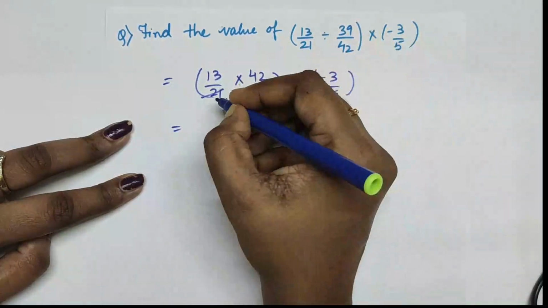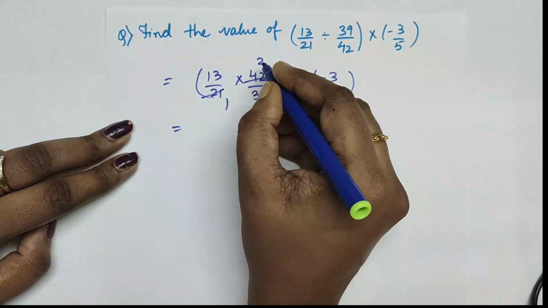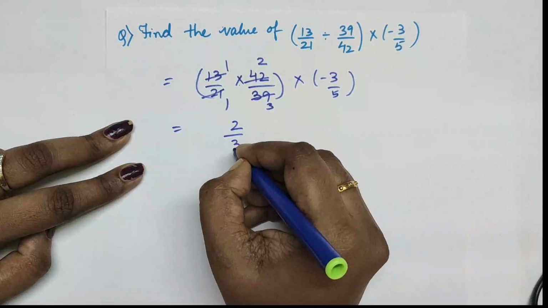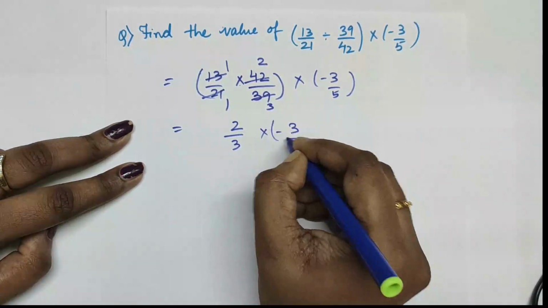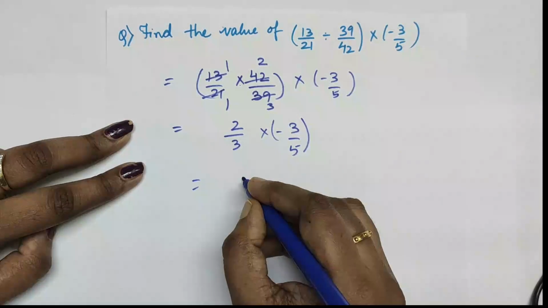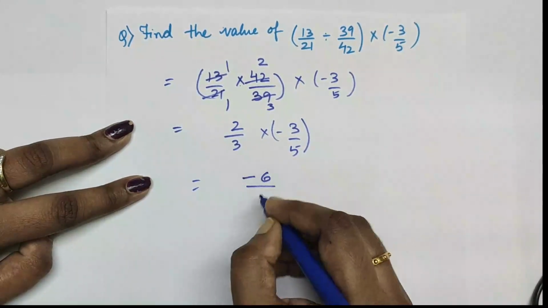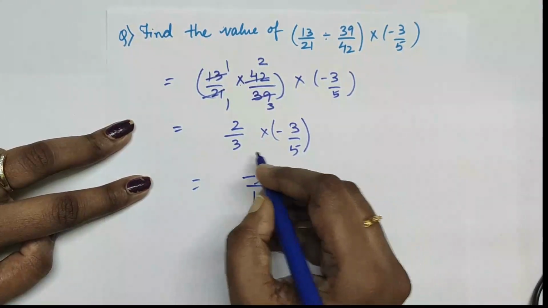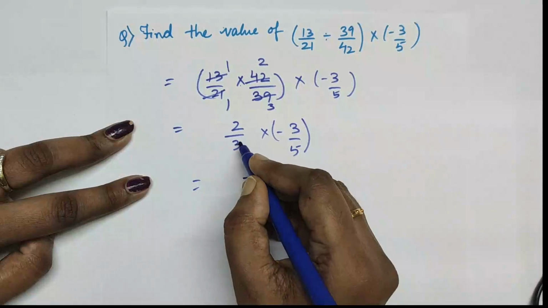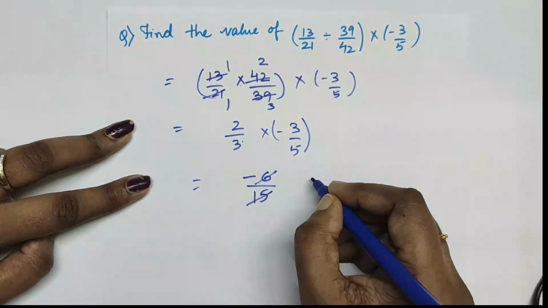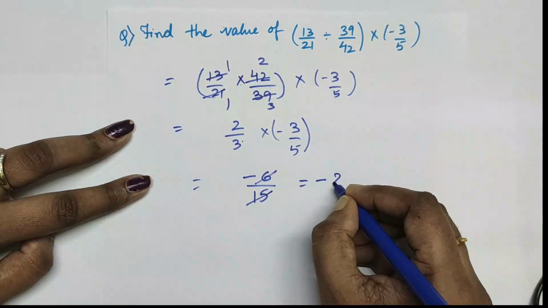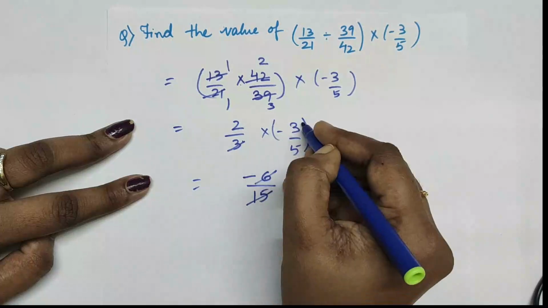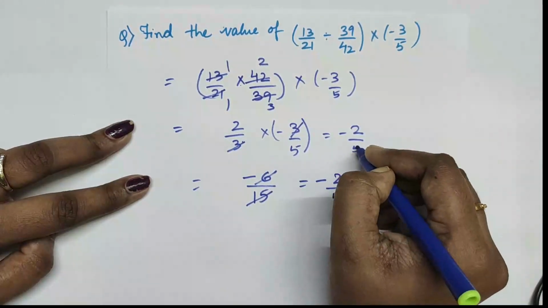Reduce it if you can, that is 21 and 21 into 1 and 21 into 2. 13 ones are and 13 threes are. So we are left with 2 by 3 into minus 3 by 5. So by normal multiplication, minus into 2 into 3 will become minus 6 by 3 into 5 is 15. You can now reduce it, or you can reduce it at this stage as I told you in the beginning. So this is minus 2 by 5 as I am dividing by 3, or you can just divide here directly. You could have got this answer.